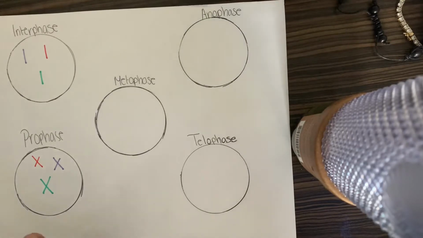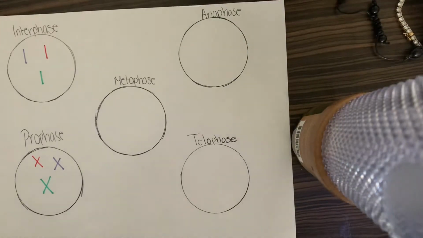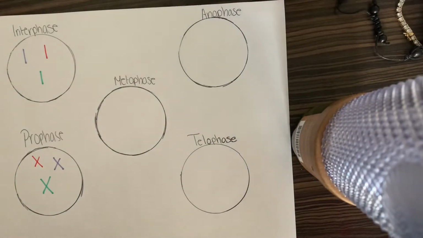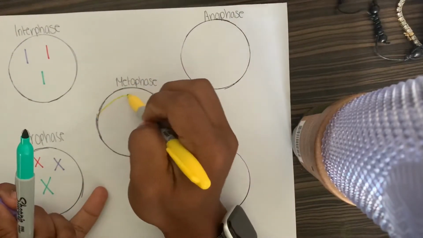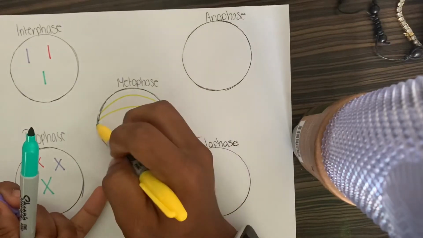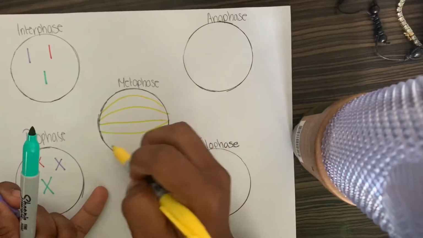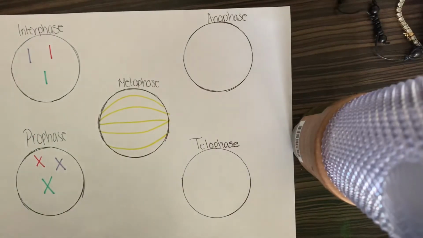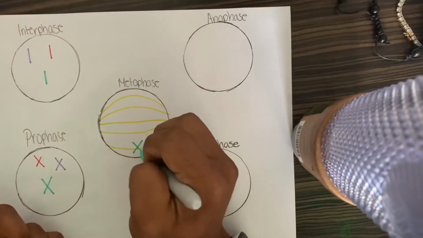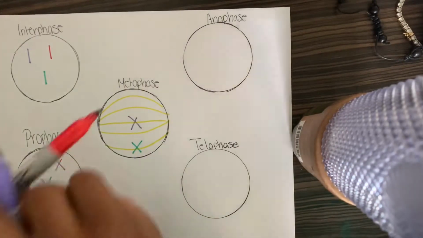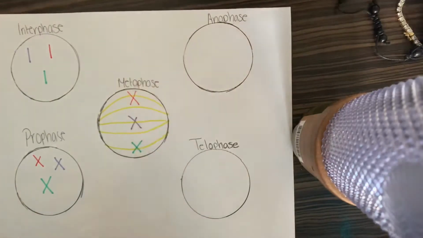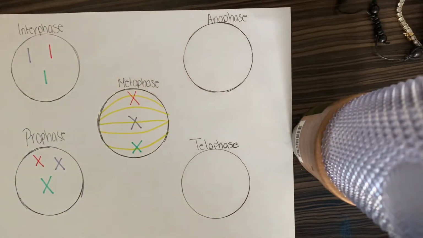And then we have metaphase, which is where it starts to get a little crazy. So during metaphase is when the chromosomes start to line up down the middle, at the equator. So this works because, and then all the chromosomes line up down the middle. Next, we have anaphase.